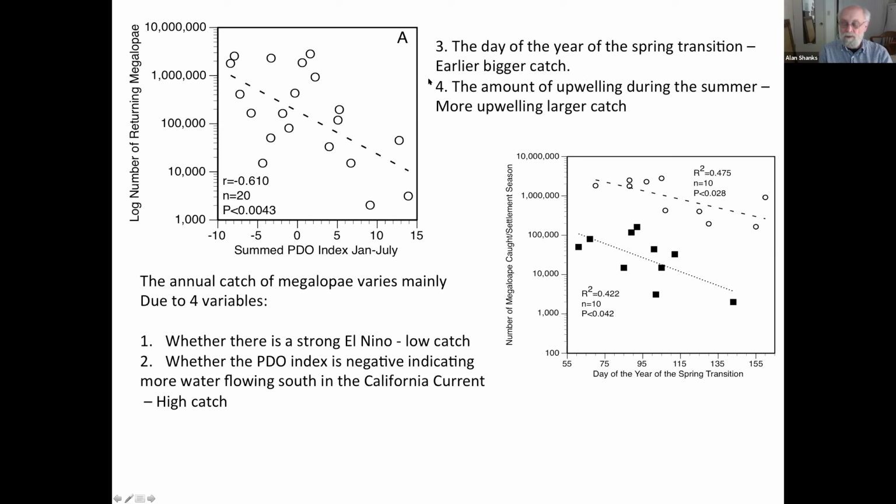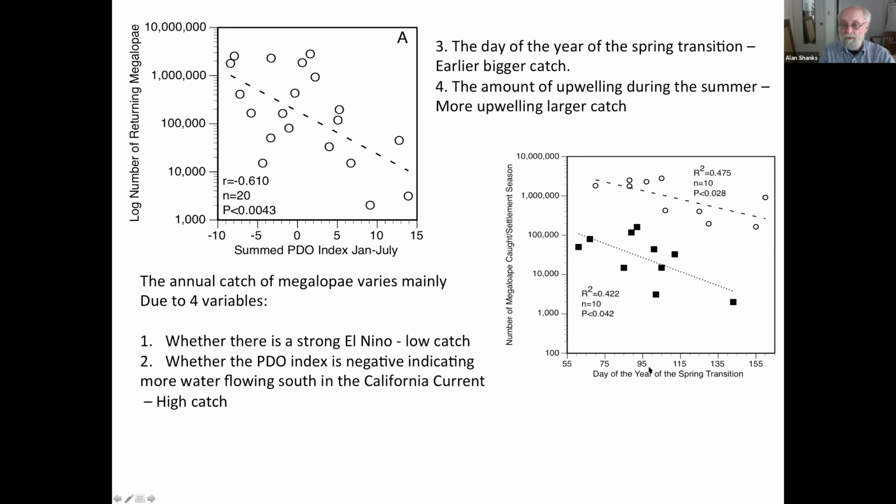The spring transition is the date when the winter winds tend to shift to the summer winds. So winds go from being predominantly from south to north to predominantly north to south. And that tends to occur on average about mid-April. If it happens earlier, we get a bigger catch. If it happens later, we get a smaller catch. And then the other thing is the amount of upwelling during the summer. More upwelling, we get a bigger catch.